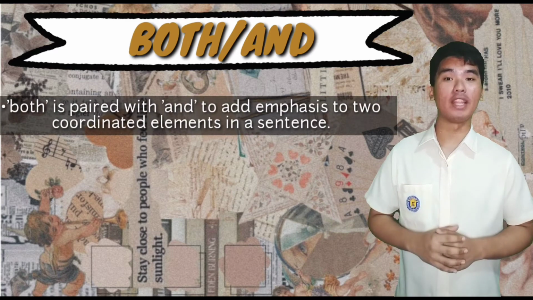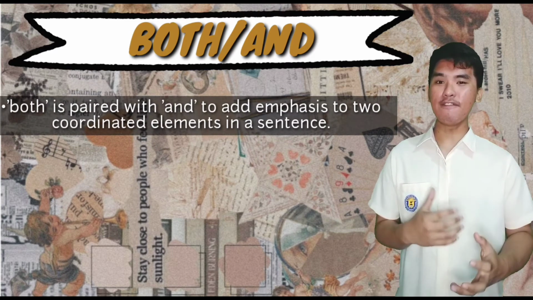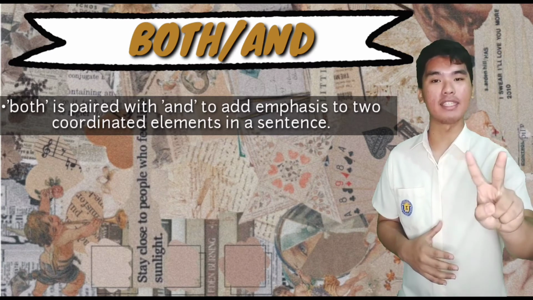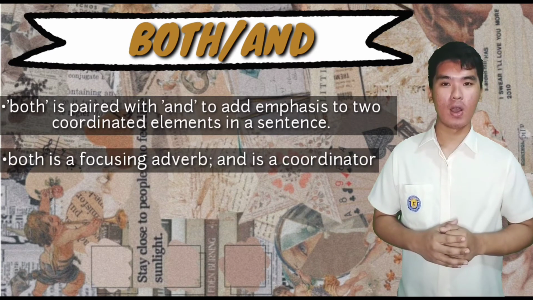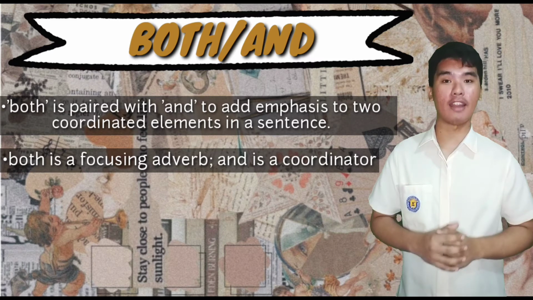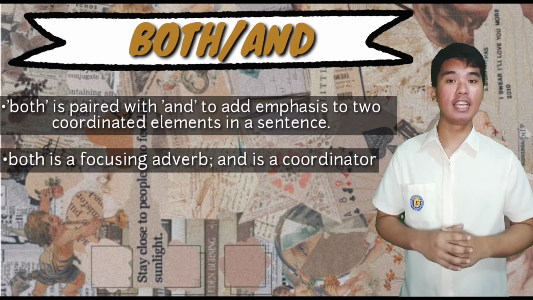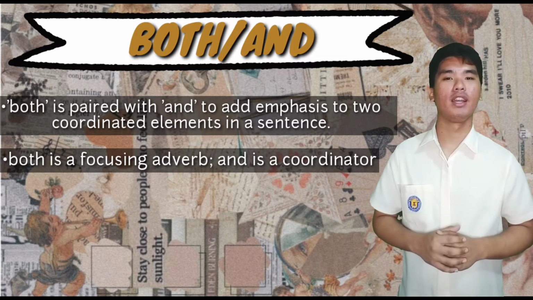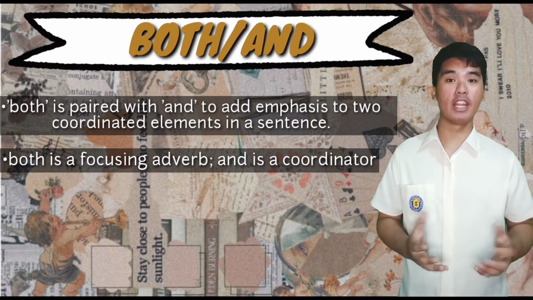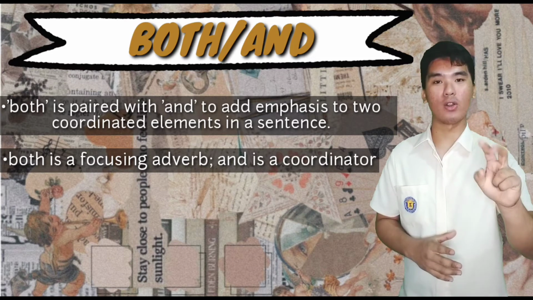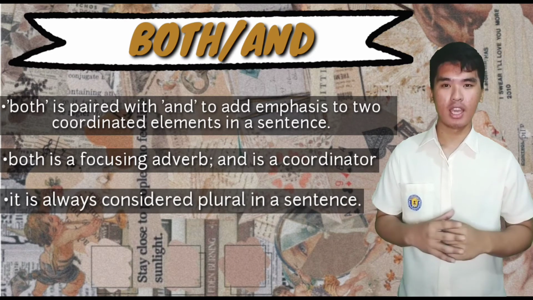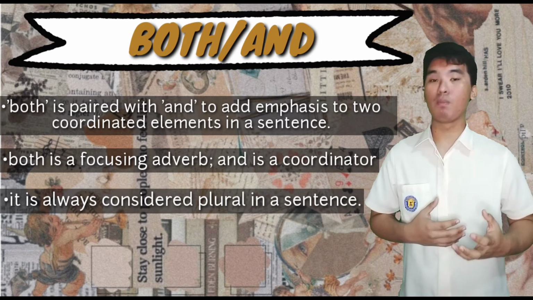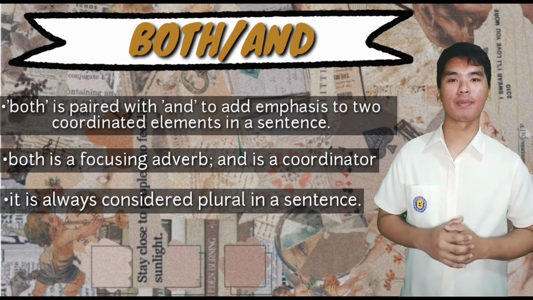Both is paired with and. It is used to add emphasis to two coordinated elements in a sentence. Both is a focusing adverb, and and is a coordinator. The correlative conjunction both and refers to two things or people together. It is always considered plural in a sentence.